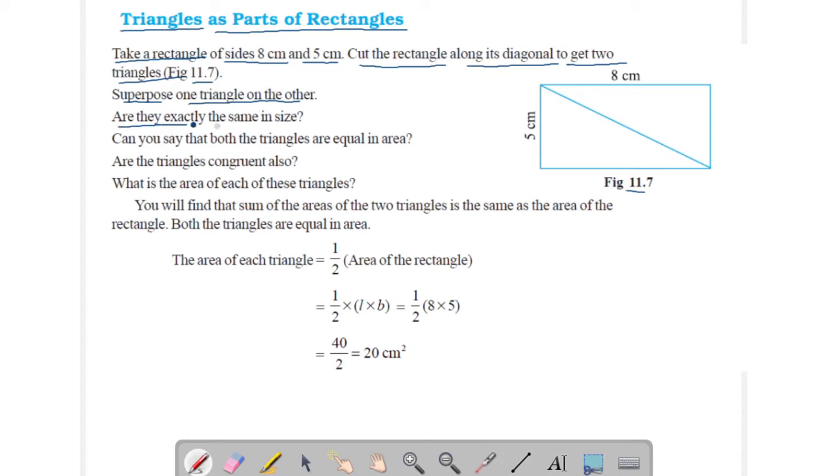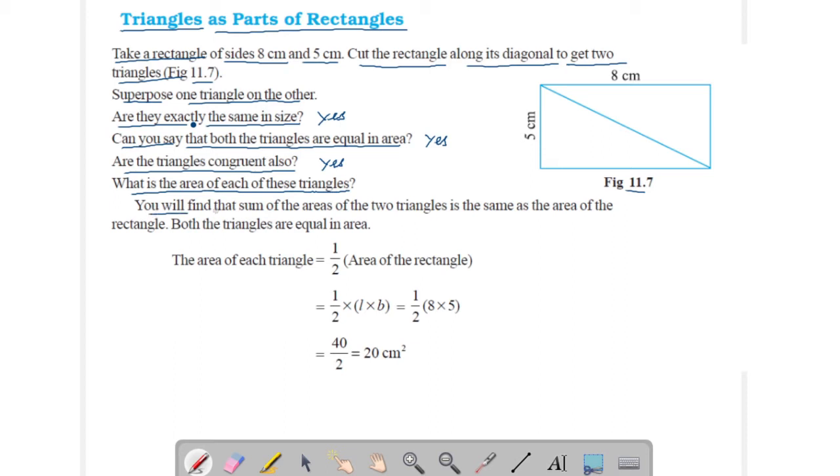Are they exactly the same in size? Your answer is yes. They are the same in size. Can you say that both the triangles are equal in area? Yes. Are the triangles congruent also? Yes. What is the area of each of these triangles?